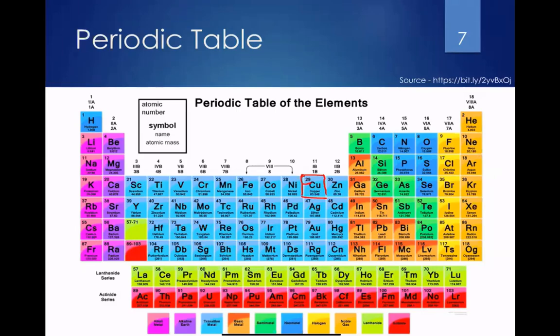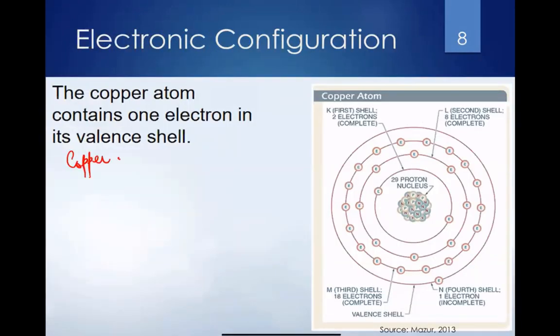Okay, and underneath that you also see 63.546 atomic mass unit. That's the mass of the copper. Okay, copper has 29 protons and 29 electrons. So remember, you have copper here, which has an atomic number of 29.